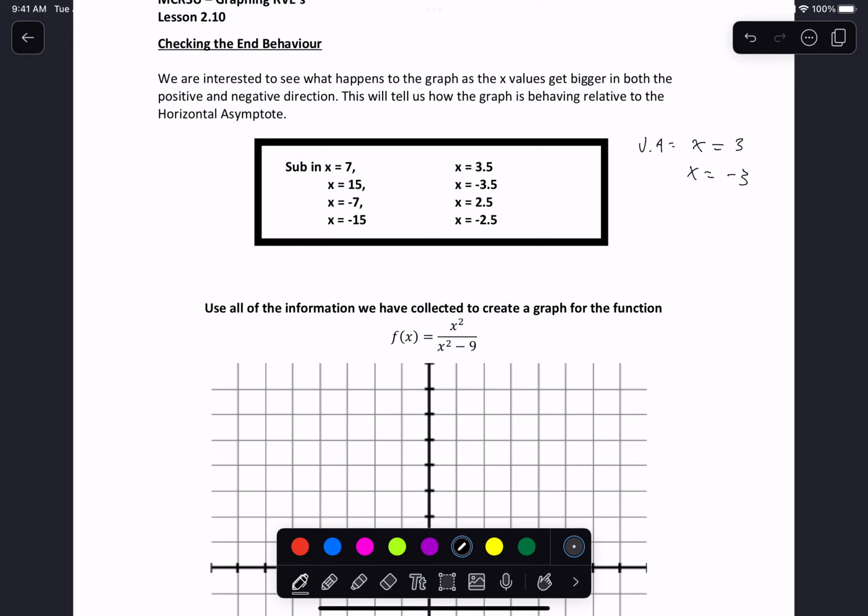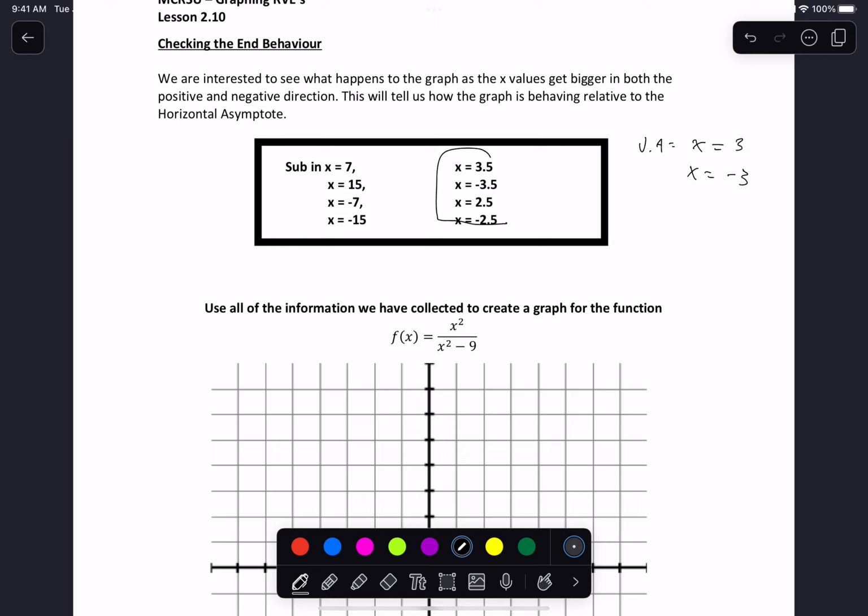Okay? So I'm going to start with those ones. And what I'm doing is I'm checking where is the graph, because I know we cannot cross vertical asymptotes. They're like restrictions. So they kind of contain the graph into a particular area. Okay, what I'm going to do is check where is the graph on either side of the restriction. Does that make sense?